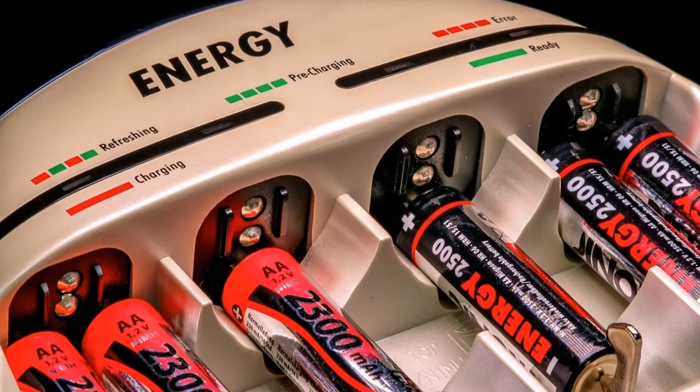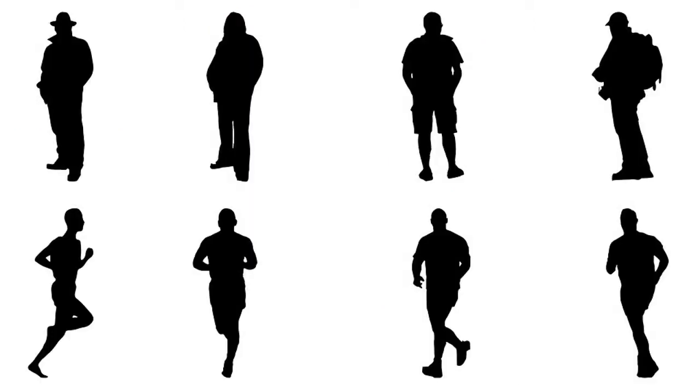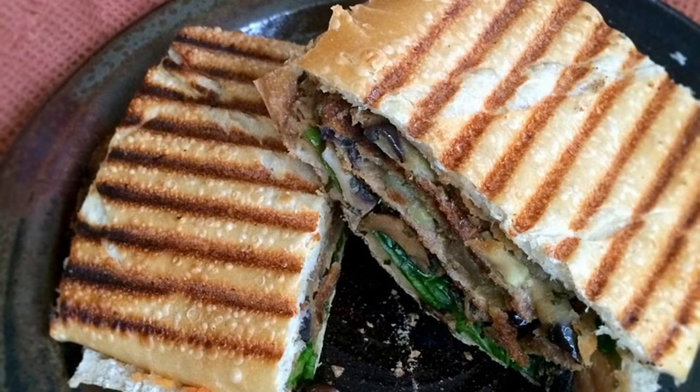Our bodies are recyclers though. Adenosine phosphate can be regained. Effective and efficient is the cell's use of ATP. It lets you do what you gotta do, like eating a panini.